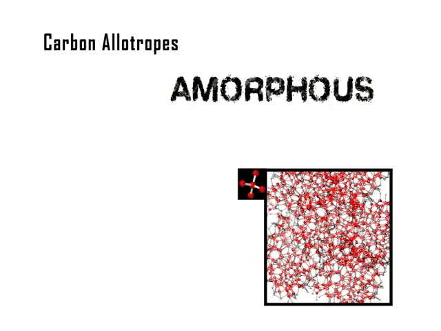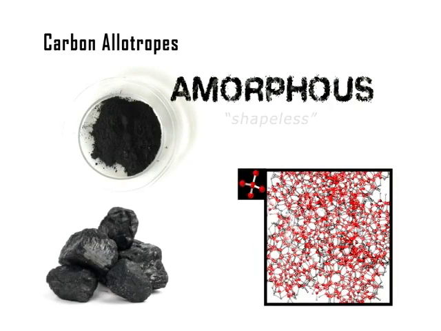Amorphous. Soot and coal are often called amorphous carbon. Coal, a carbon allotrope.